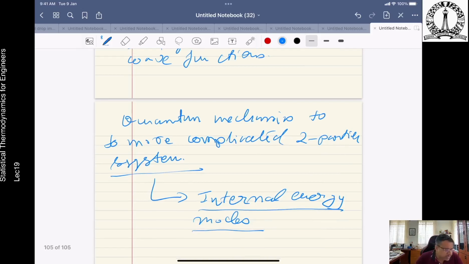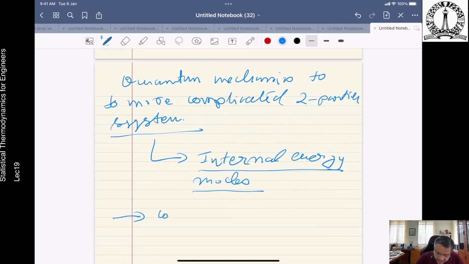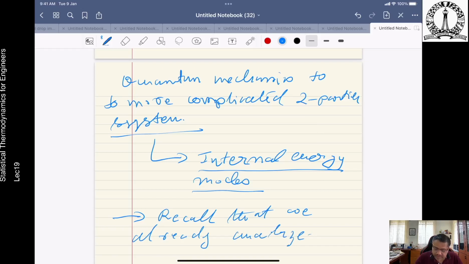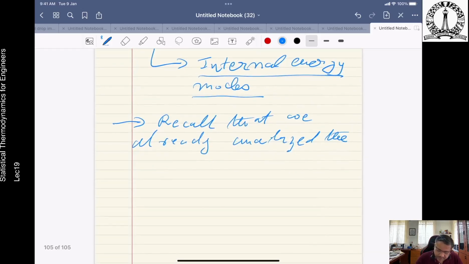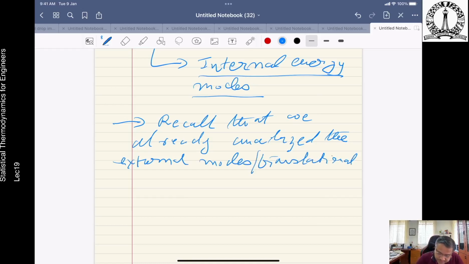Recall that we already analyzed the external modes, our translational energy modes, and we did that with a single particle system.